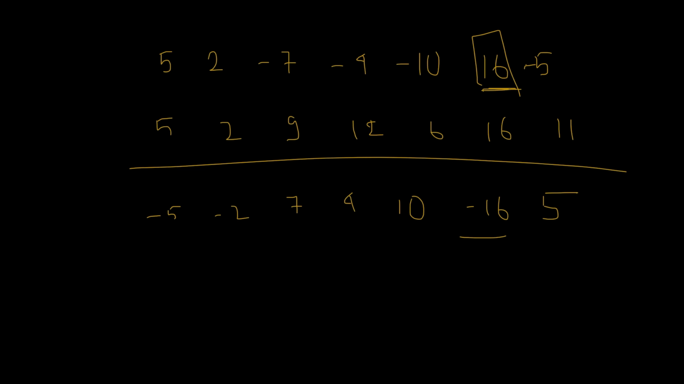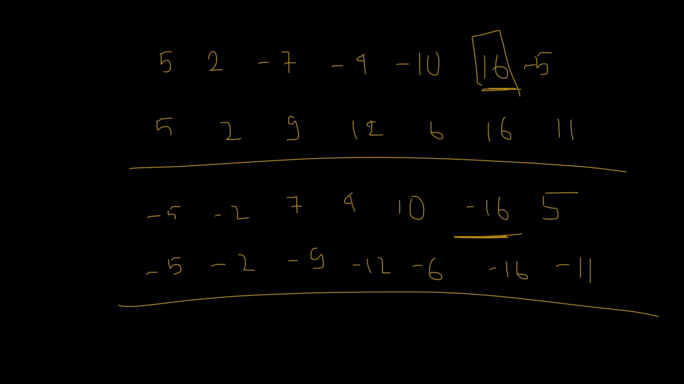Because we know that whenever we add minus 16 to any of the positive numbers, it will of course become negative or 0, because this is the maximum possible absolute value. So it will become minus 5, minus 2. Then for 7, I will add minus 16, it will become minus 9, then minus 12, then minus 6, minus 16, and it will become minus 11. So again, the whole array has become negative.